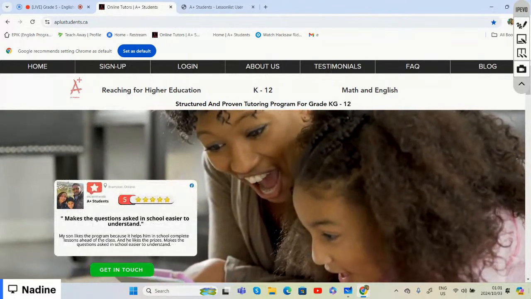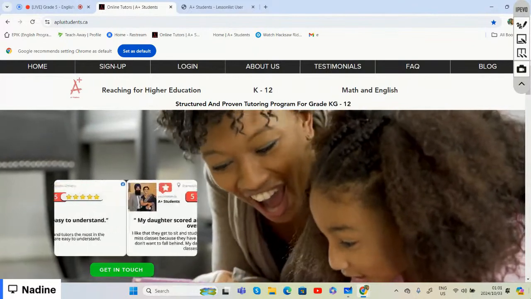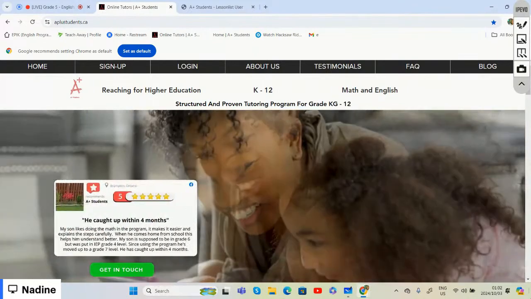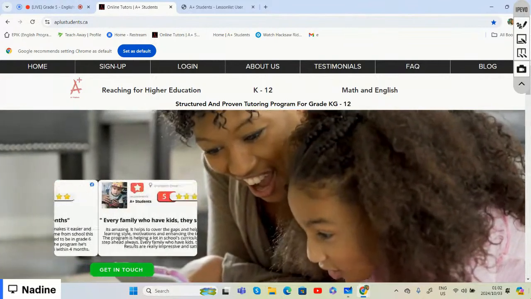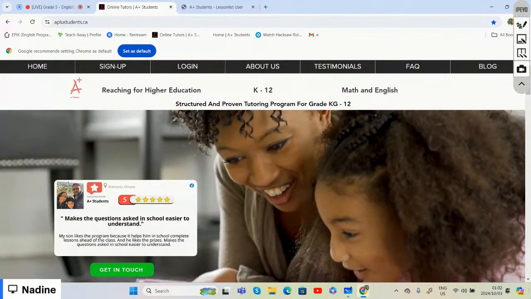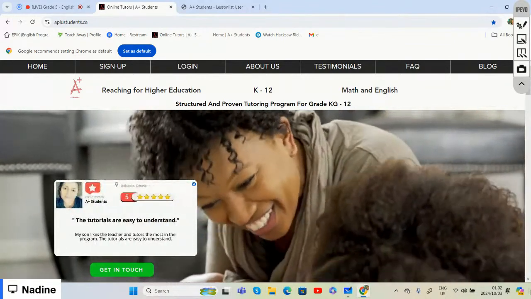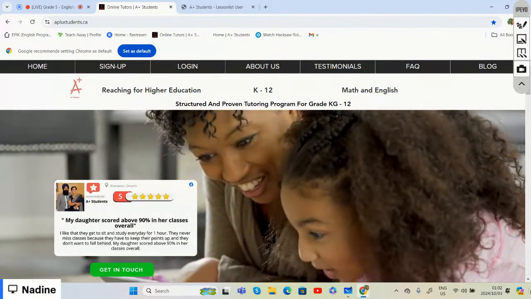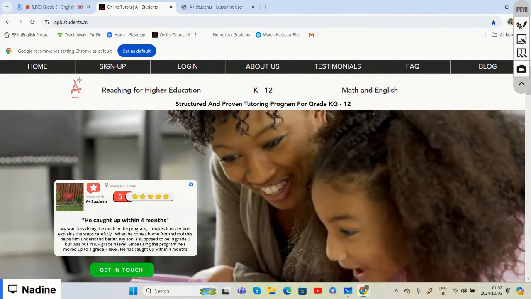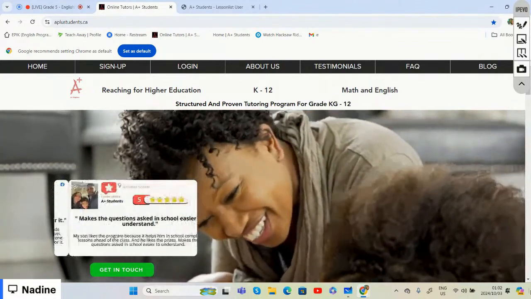Once you've logged on to aplusstudents.ca with our username as well as our password, we're going to select the subject of English language arts. We're doing grade 5.